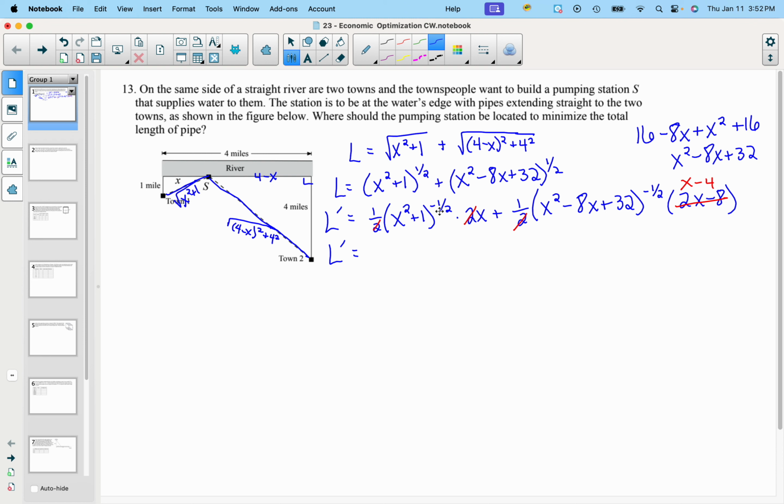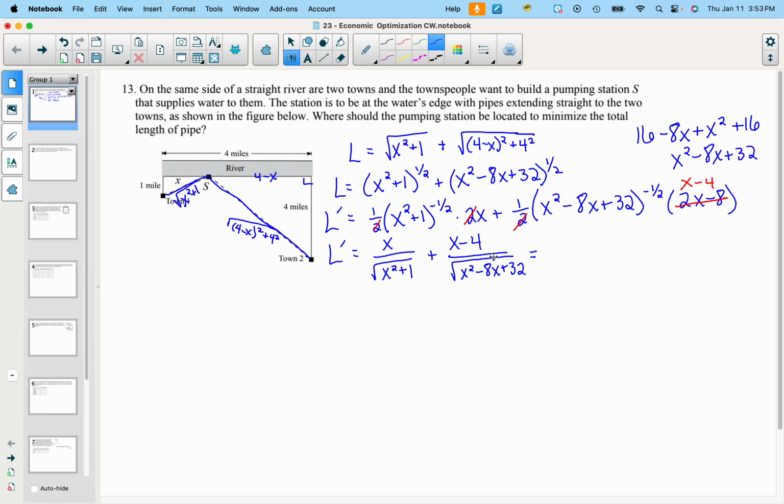So what do I have? I'm going to flip this down. I have an x on the top, and I'm going to flip this down to the bottom. So I'm going to have x over the square root of x squared plus 1. Then we'll have the x minus 4 on the top over the square root of x squared minus 8x plus 32. And I'm pretty sure at some point we're just going to use our calculator to set it equal to 0. Well, let's see what happens.